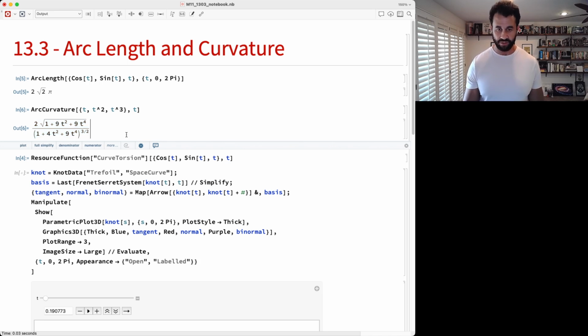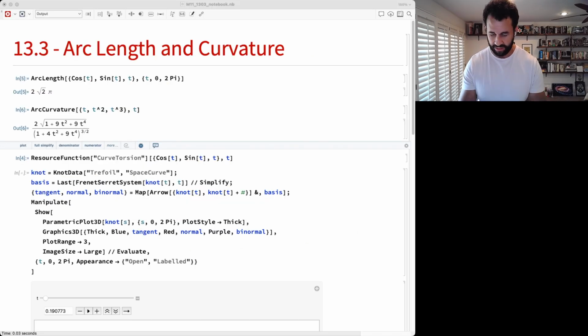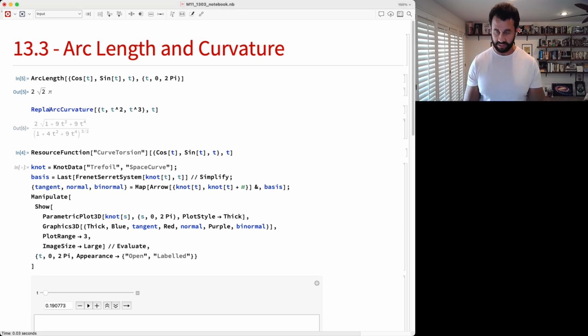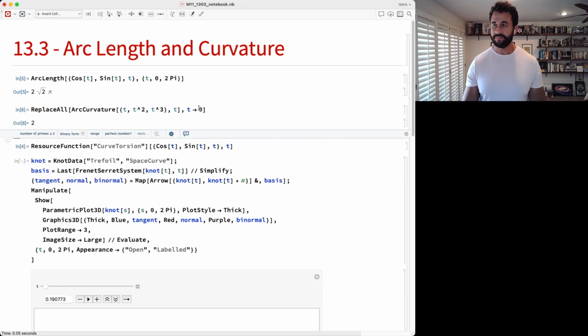Actually, let me do this before I go to the next one. Remember, we also wanted to evaluate the curvature at 0. So, do I remember this command? I think it's replace all. So I'm going to type replace all, and then I believe it's going to be t comma 0. No, that's not right. Maybe t arrow 0. Oh, there it is. Yep. So t goes to 0.